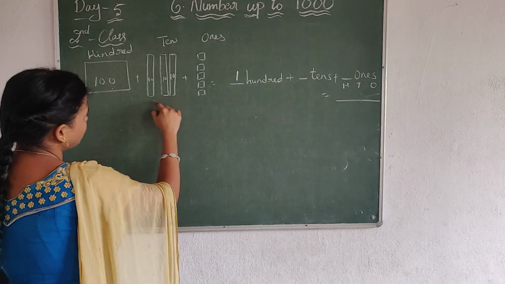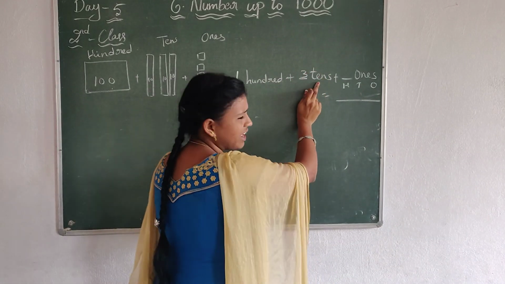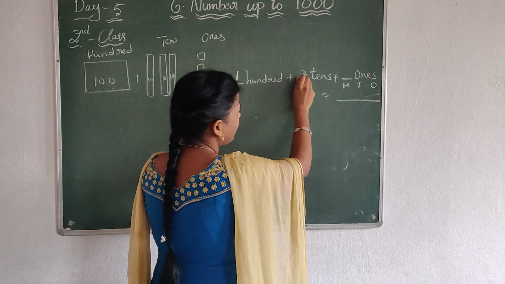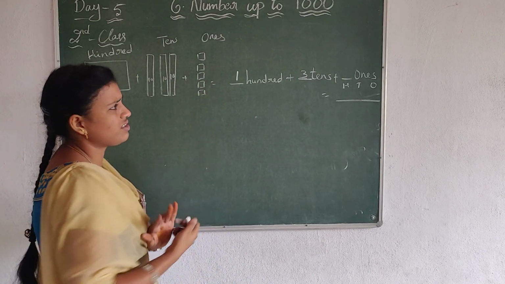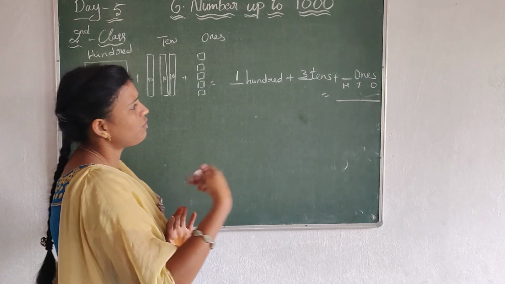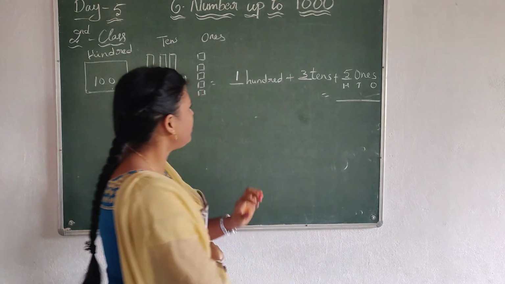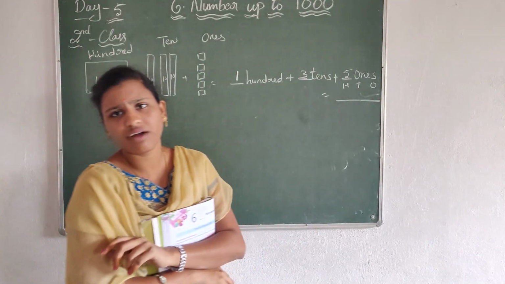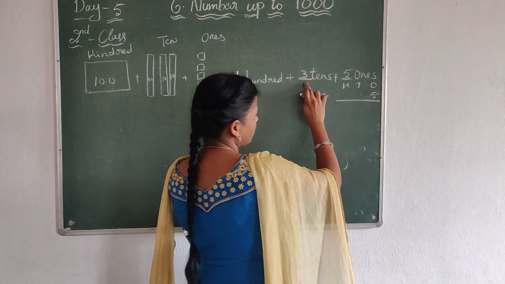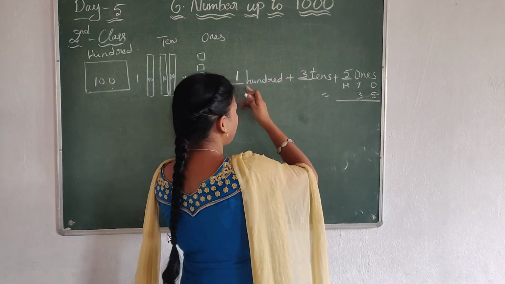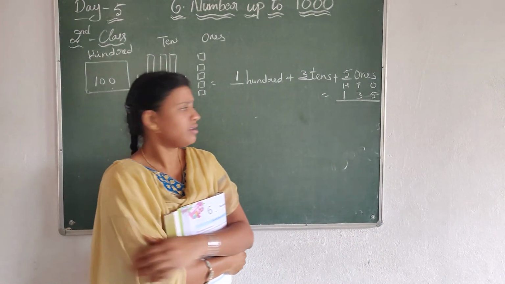So how many tens are there? 3 tens. So write here. Already tens is given, so you write in the dash 3 only. So see here, how many ones are there? 5. Ones already given, so write the number 5. So now in ones place what do we have to write? 5. In tens place 3. Hundreds place is 1. Now read the number. What is the number?